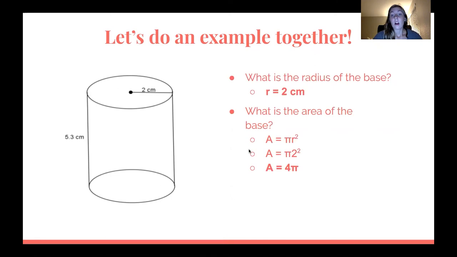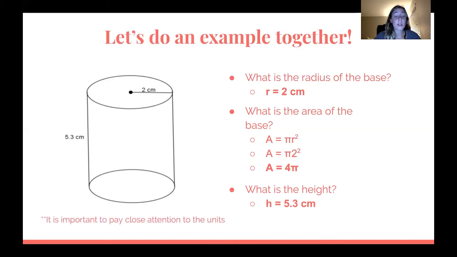So our equation for area is A equals pi r squared. So what's our r? 2. So pi times 2 squared. 2 squared is 4. So our area is 4 pi. What is the height? Like we said, it's 5.3 centimeters.